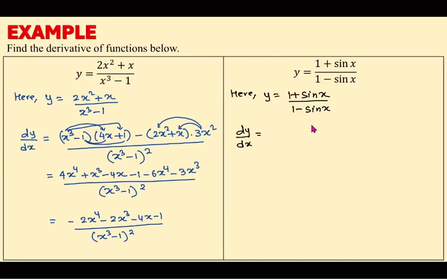So if we use the quotient rule, it says the denominator, which is 1 minus sine x, times the derivative of the numerator. The derivative of this numerator is cosine x. So we multiply that by cosine x, then minus the numerator, 1 plus sine x, times the derivative of the denominator. The derivative of the denominator will be negative cosine x.